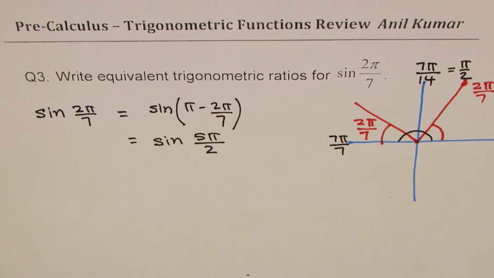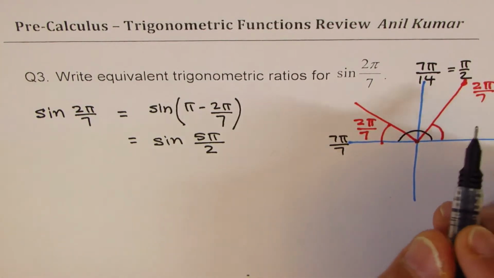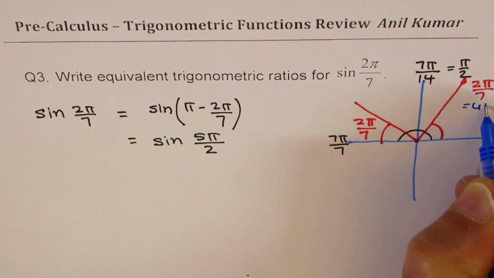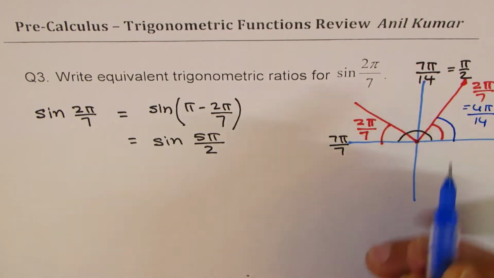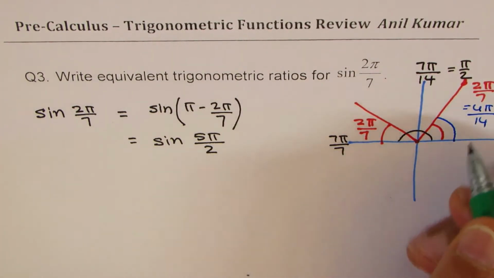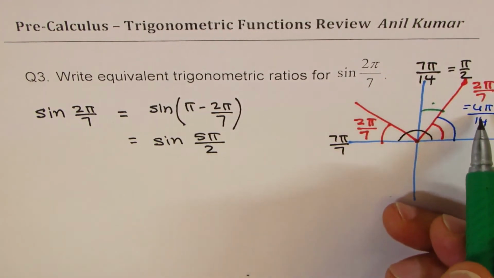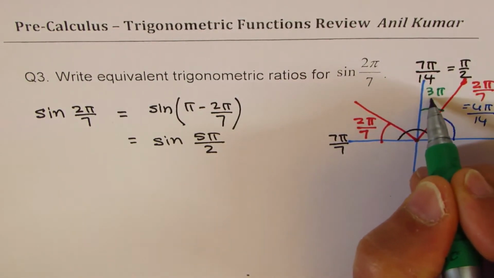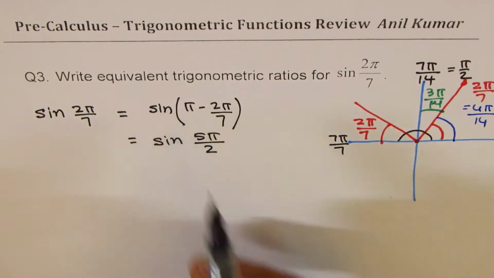The other thing which you can look into is sine 2 pi by 7 is also equal to, let's say, 4 pi by 14, right? So this is also equals to 4 pi by 14. So if this is 4 pi by 14, how much is 90 minus 4 pi by 14? How much is this? We have total 7, right? Out of 14, so this is 3 pi by 14. Is it okay? So we could write this also as a co-function identity.